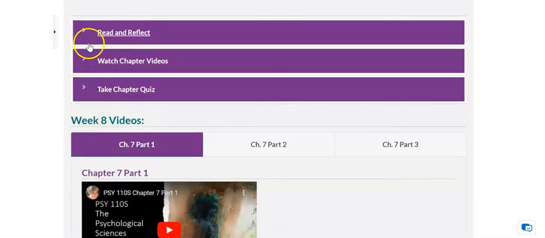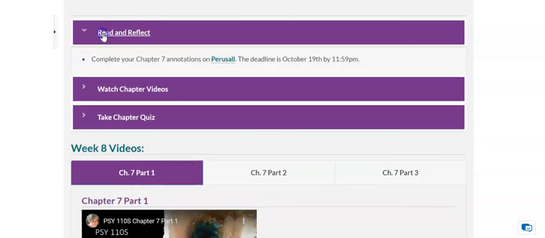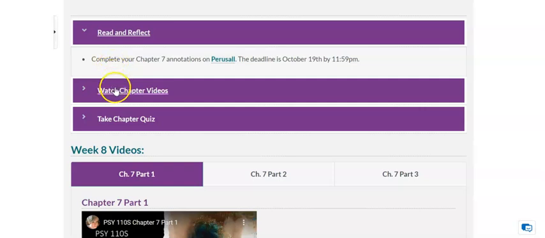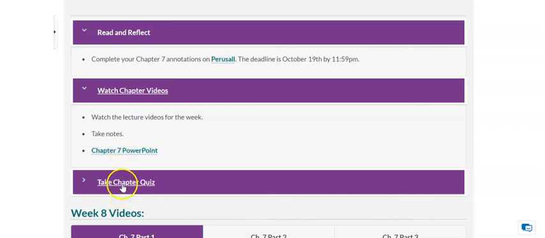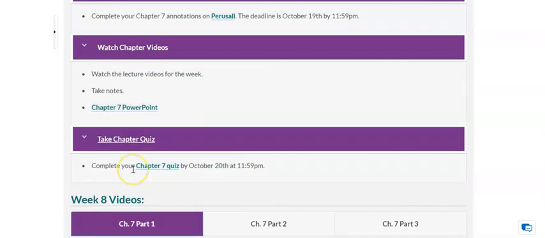Your tasks for the week, and given that you spent last week writing your papers and I'll be spending this week grading them, we're taking a break from work on the Psychology in the News project. You'll be doing your Chapter 7 reading and posting your annotations on Perusall, watching your lecture videos, and taking your quiz for Chapter 7. And that is my overview of week 8.